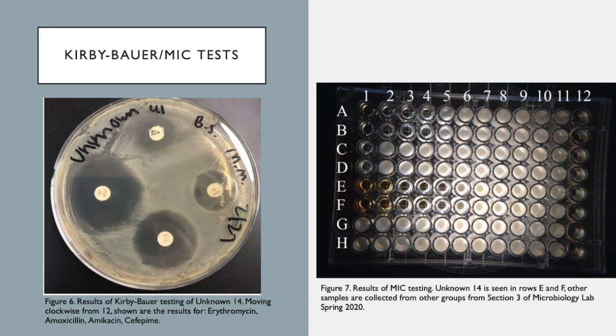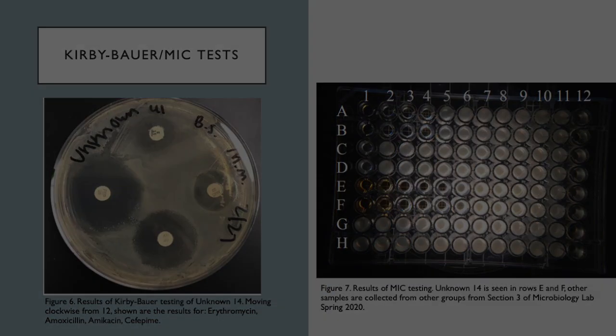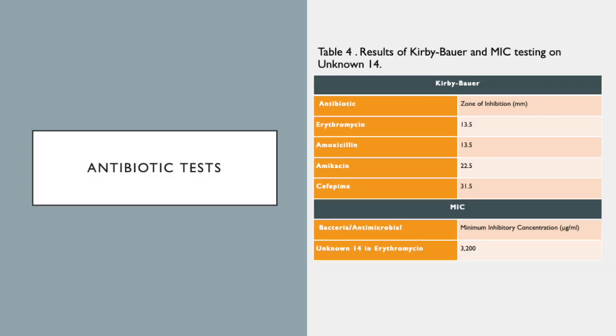Antibiotic testing was utilized via the Kirby-Bauer method and MIC tests. On the left in Figure 6 are the results from the Kirby-Bauer testing, and on the right are the results of MIC testing. Table 4 summarizes the results of antibiotic testing. Note in the Kirby-Bauer testing that the ZOI increased as we moved clockwise, and the minimum inhibitory concentration was found to be 3,200 micrograms per milliliter.